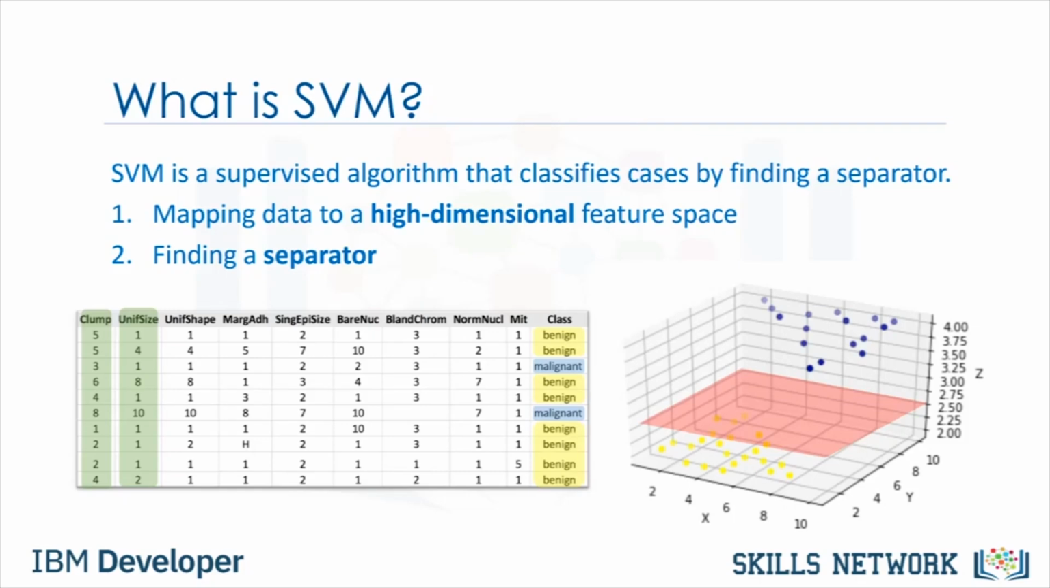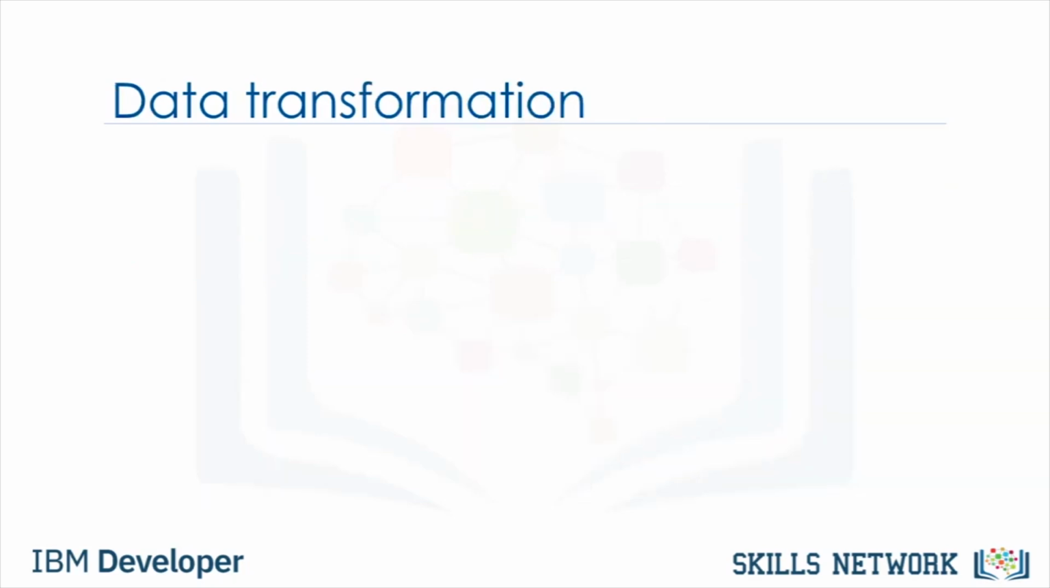Now, there are two challenging questions to consider. First, how do we transfer data in such a way that a separator could be drawn as a hyperplane? And two, how can we find the best or optimized hyperplane separator after transformation? Let's first look at transforming data to see how it works.